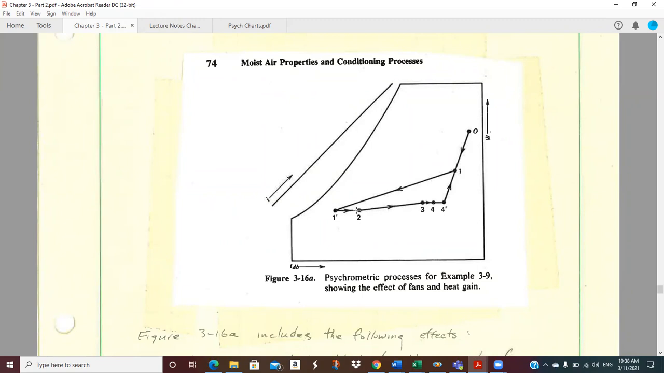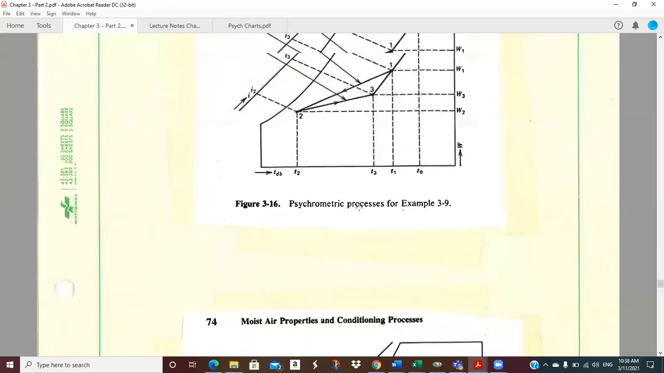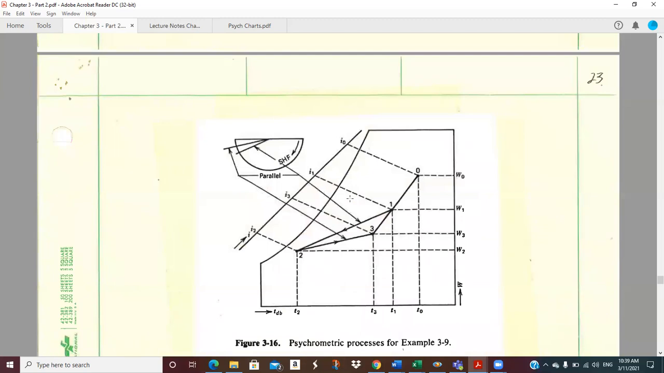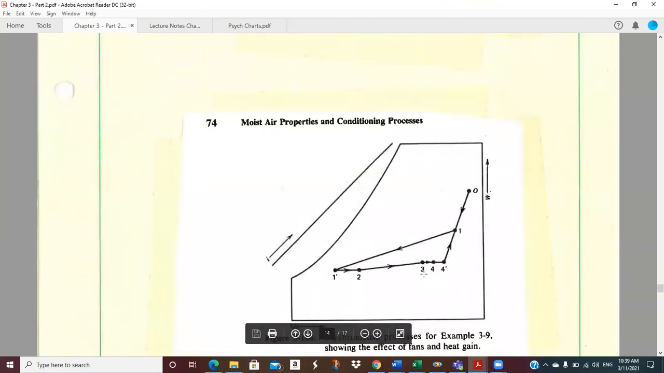Okay, so the definition of 2 and 3 and 0, those are the same points. 1 is the mixed air that goes into the coil. That's going to change a little bit, and the condition out of the coil is going to change a little bit. So if we go back up to here, now let's look. From 3 to 4, we're going to pick up some sensible heat. It's going to get warmed up a little bit, because those ducts almost always run above the drop ceiling or above a hard ceiling. It's not conditioned up there, so it's warmer than in the space. So what happens from 3 to 4 is sensible heat gain in the ductwork.